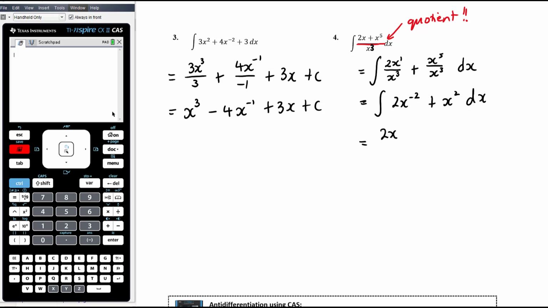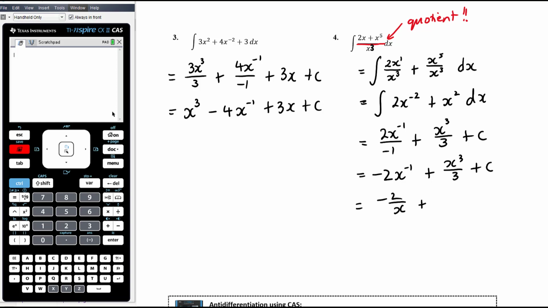So it's going to be 2x, and then we add 1 to negative 2, which is negative 1, and divide by that power, which is still negative 1, plus x squared becomes x cubed divided by 3, and then plus c. 2 divided by negative 1 is just negative 2, so it's negative 2x to the negative 1 plus x cubed on 3. There are obviously lots of different ways that you could write that. This is negative 2 on x plus x cubed on 3 plus c.